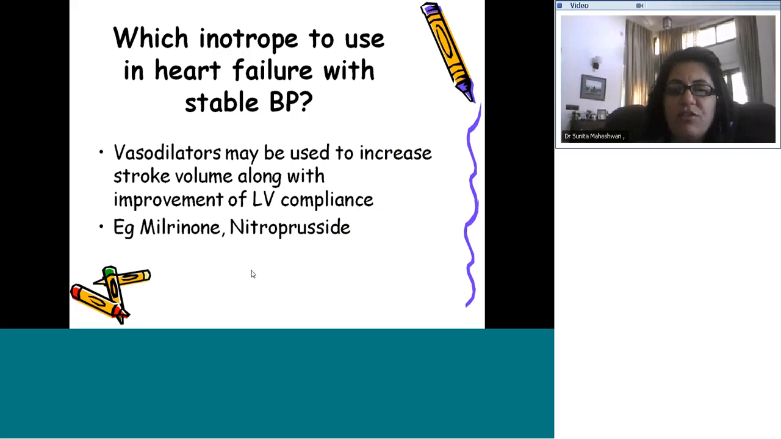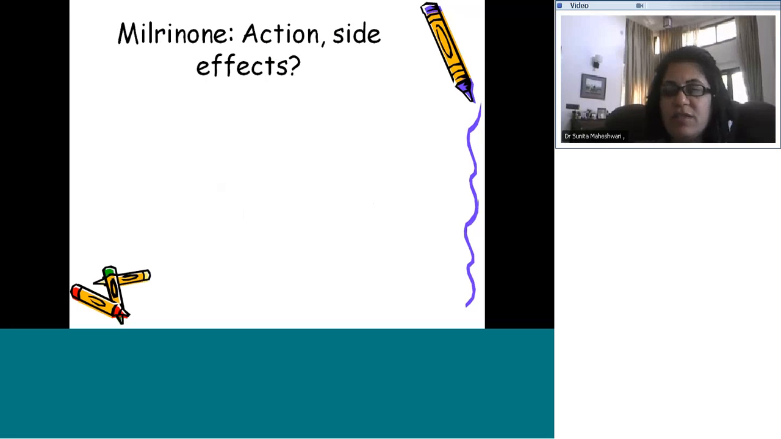So, generally, if your blood pressure is stable and you've got heart failure, you may want to avoid too much of dopamine, because again that's a vasoconstrictor. The issue is not so much BP. So there you're going to use more of vasodilation. Yes, you could do that if your ICU is using it. That is fine too. So Milrinone, what is the action? How does it act? And what are the side effects?